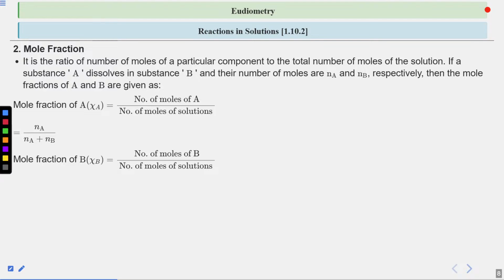Now same thing can be said for the B. So chi is the mole fraction. This is just a notation on how to write the mole fraction. Clear? Instead of writing this whole thing, you can write it as chi A. Remember students, this A is in the subscript, so it will look like this. So this will be the mole fraction.